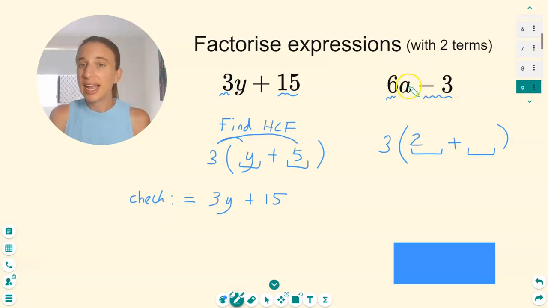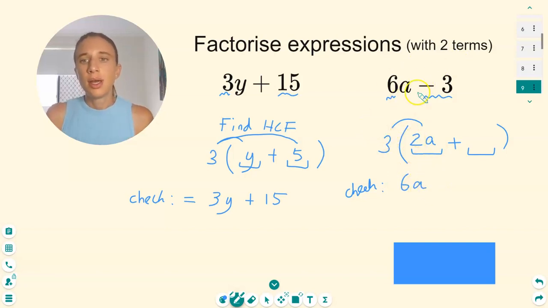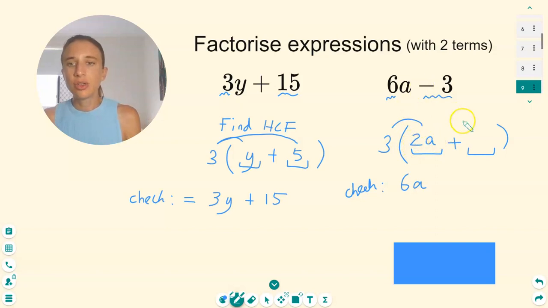And then I need to get a in there somehow. And I can check that. Let's do our little check. We get the first term, 3 times 2a, 6a. 3 times 2 is 6, a times 1 is a. Okay, looks good. Now we've got to work out what do I multiply 3 by to get negative 3?